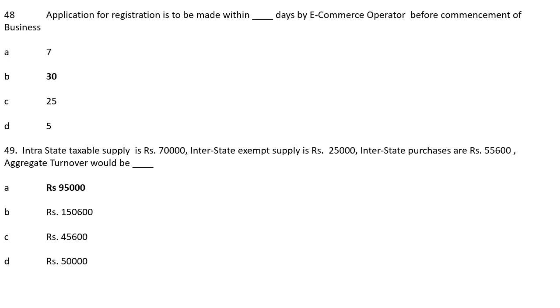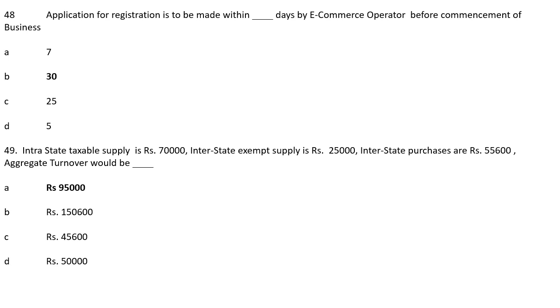Intrastate taxable supply is rupees 70,000. Interstate exempted supply is rupees 25,000. Interstate purchase is rupees 55,600. Aggregate turnover would be: option A 95,000, option B 1,50,600, option C 45,600, option D 50,000. Here the correct answer is option A, 95,000.